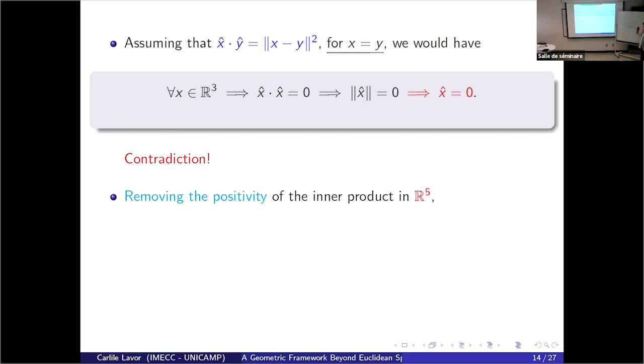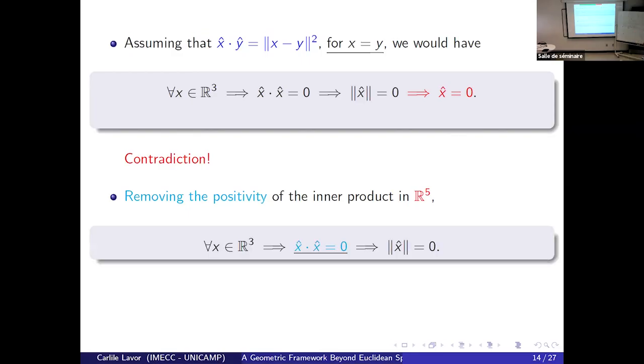Okay. So now we are in R5, not with a traditional inner product. We remove the positivity, but the algebraic properties we keep. So when we do calculations, the inner product is like the traditional one. Okay. When we remove it, we don't have a contradiction. We have this implication. That seems okay. Why is this implication interesting?